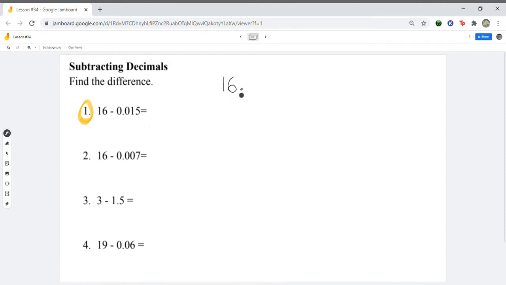So 16 point. There's a decimal point after 16, we just don't see it. Now I'm going to place the 0.015 below it. Now if you noticed how I placed it, the decimals are aligned on top of each other like this, a vertical line. So this is how you're supposed to correctly place it when you're subtracting.